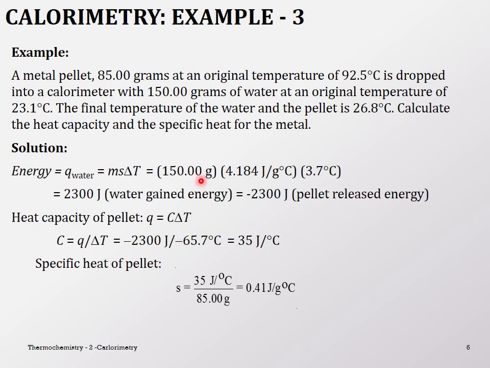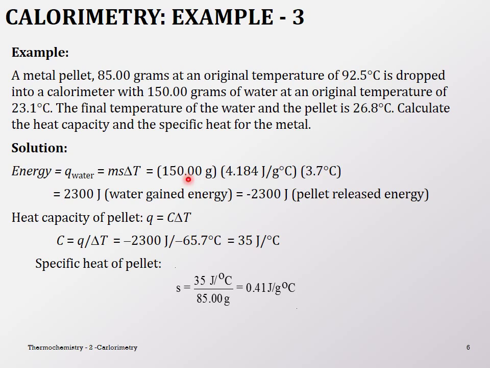So the first thing we are going to do is find out the amount of energy that was released in the water, because the pellet was dropped in the water. So if the pellet was dropped in the water, what are the energy changes going on in the water? That's the first thing you will find out. So that's how we start this. So m s delta T, and the mass of the water is 150. The specific heat of water, which you can get from the data table, is 4.184. And the change in the temperature for the water is 26.8 minus 23.1 degrees Celsius, which is 3.7 then.